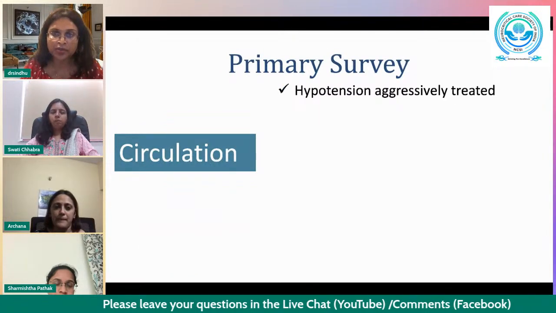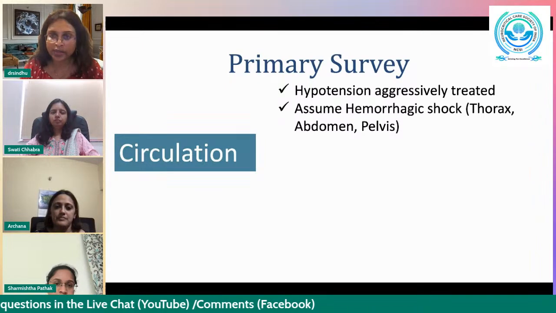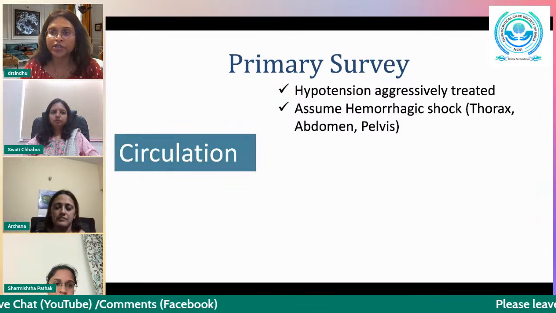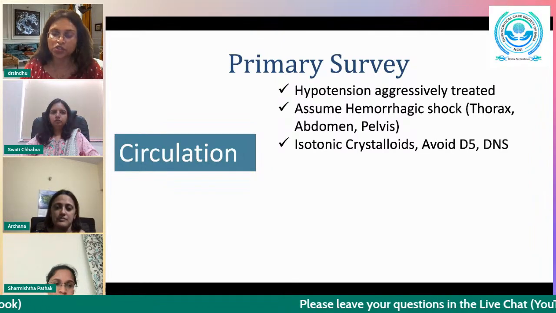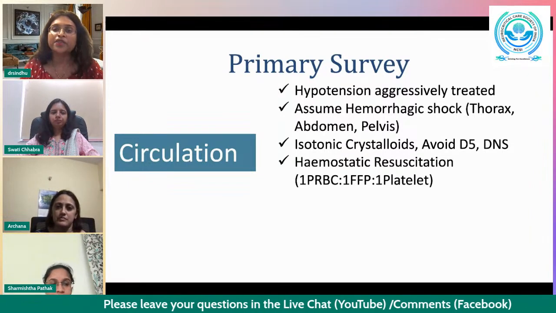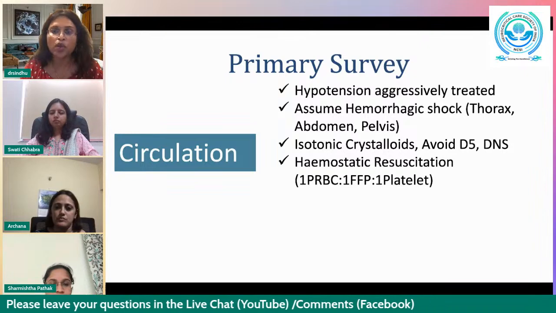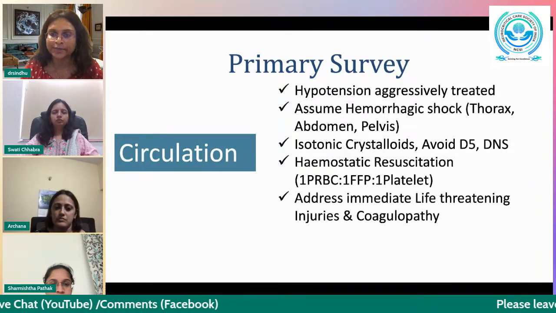Coming to the circulation, hypotension should be aggressively treated. This is a traumatic brain injury, so it is a polytrauma situation. So assume that it is a hemorrhagic shock. Give isotonic crystalloids, and avoid any sugar-containing, dextrose-containing fluids. And if any hemostatic resuscitation is required, then 1:1:1 should be given. That is 1 PRBC to 1 FFP to 1 platelet.